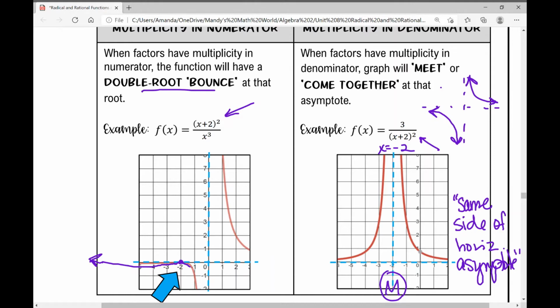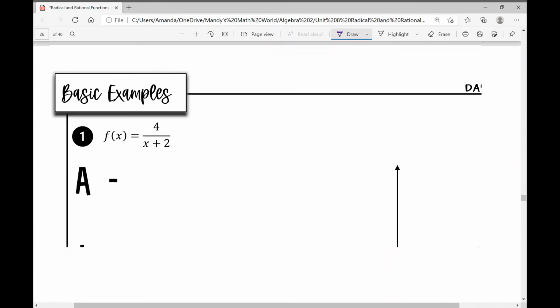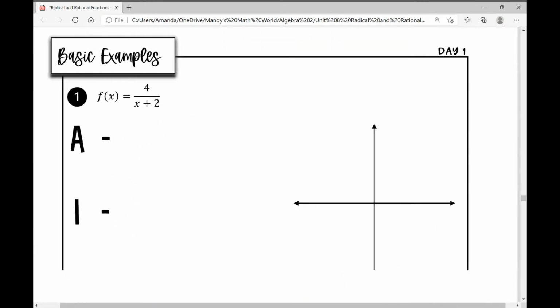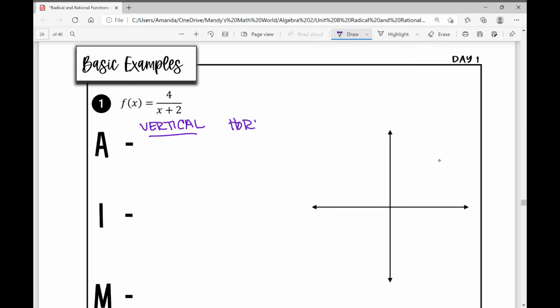So let's look at some examples. Let's graph some examples. Let's go to number 1. So these are just some basic examples. This first one is f of x equals 4 over x plus 2. So the first thing we're going to do is find our asymptotes, the vertical and the horizontal asymptotes.